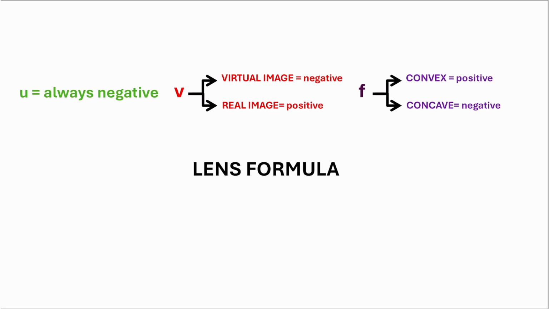So the lens formula is as follows: 1/u minus 1/v is equal to 1/f, where u is the distance of the object from the lens, v is the distance of the image from the lens, and f is the focal length. The formula for magnification is m equals v/u. Once you calculate the value of m, you will get a sign and a number.